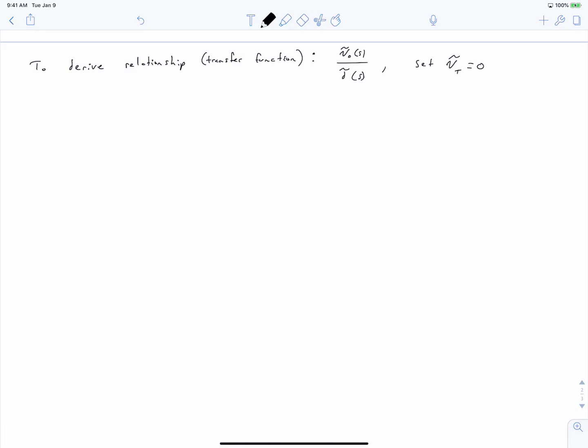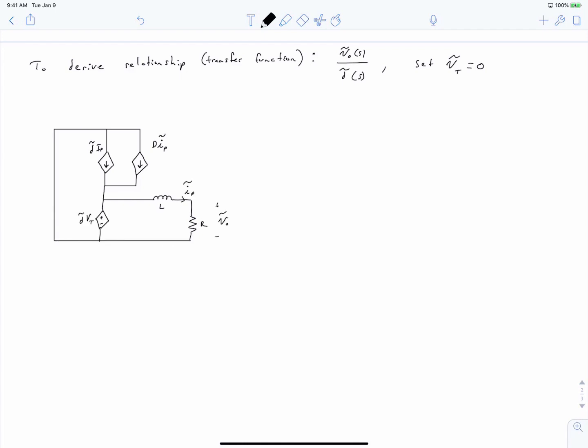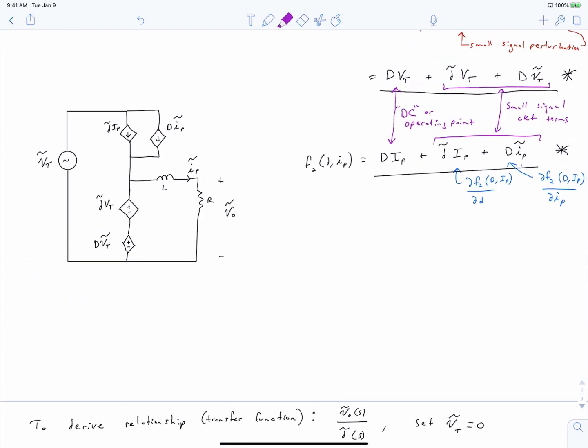So let's redraw our circuit now with Vt tilde equal to 0. So notice that by setting Vt tilde to be 0, we've removed two sources from our circuit. We removed both this source up here and this source over here.